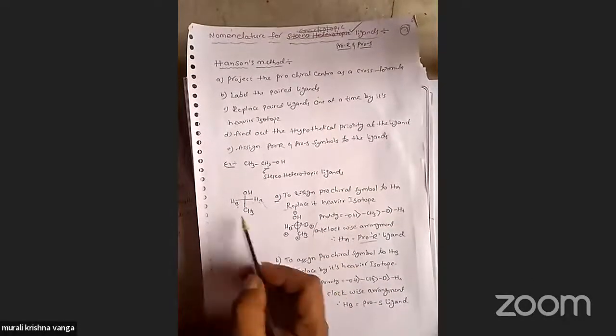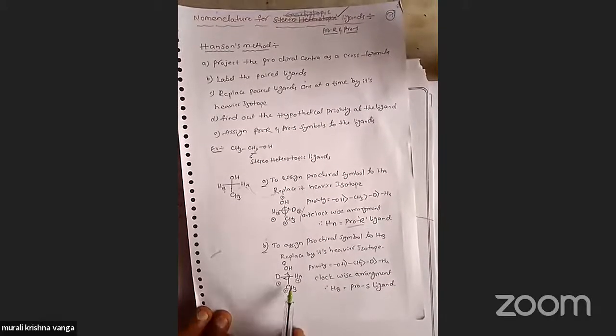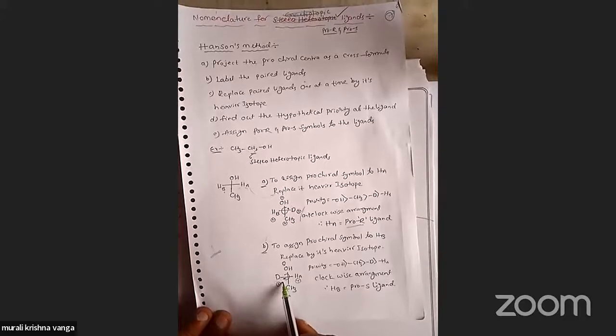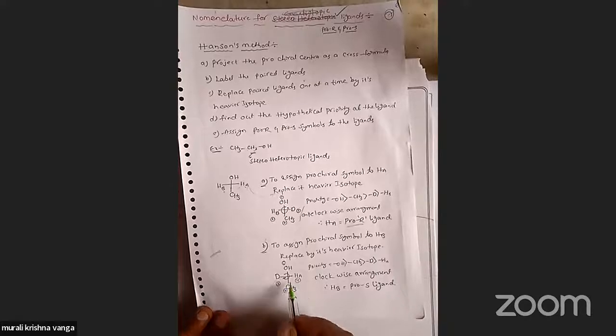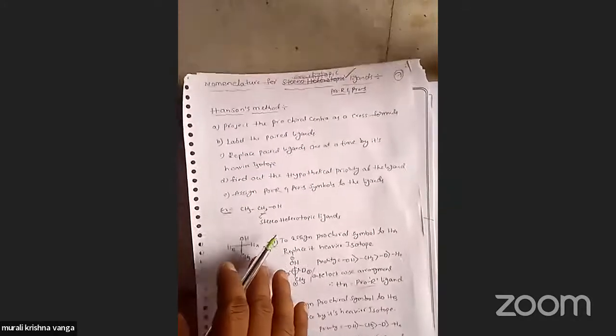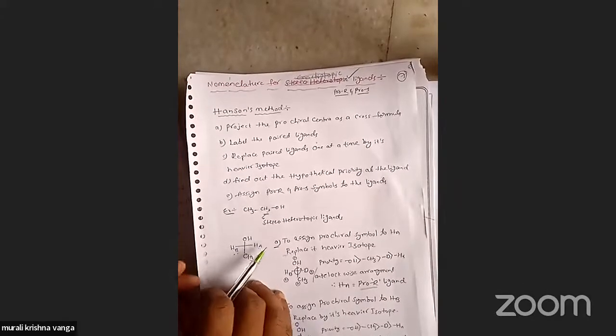Again here, HB is replaced with the heavier isotope, and now give the RS nomenclature direction. It is clockwise, but the fourth priority is on the horizontal. Therefore, it is S. Therefore, HB is pro-S. The symbol for HB is pro-S. Like this, we can give the nomenclature for stereoheterotopic ligands as pro-R and pro-S.